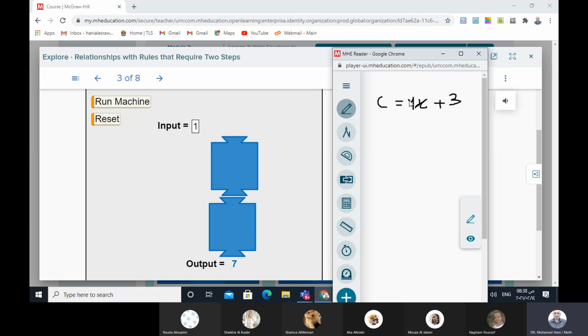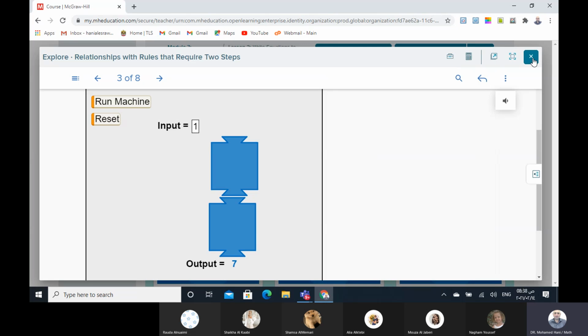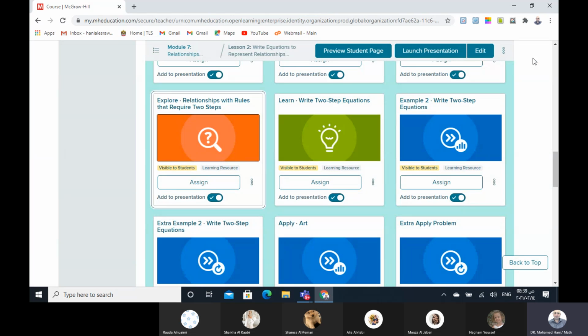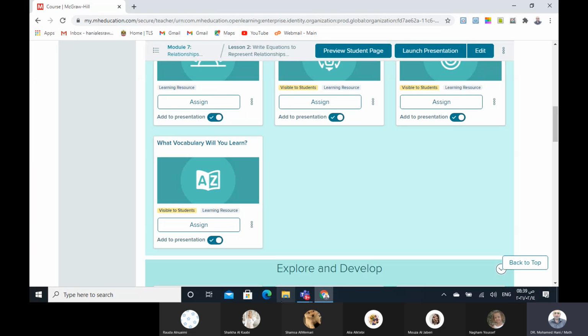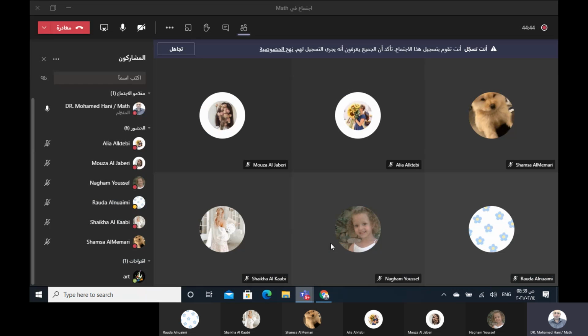4. We can write 4. 4 times 1 is 4, 4 plus 3 will be 7. Right. If the input will be 2, 4 times 2 will be 8, 8 plus 3 will be 11. If the input is 3, 4 times 3 is 12, 12 plus 3 will be 15, etc. This is the relationship and this is the equation. And this is our lesson today. Who has any question?